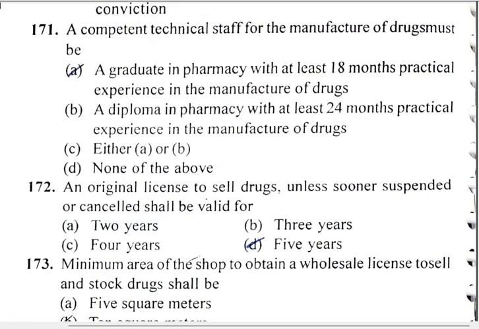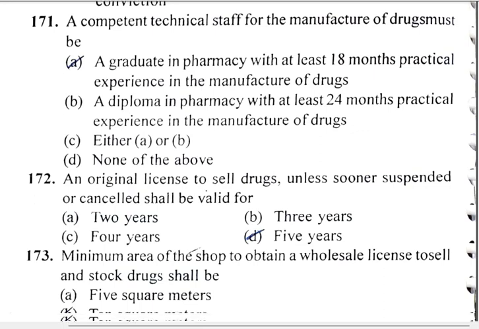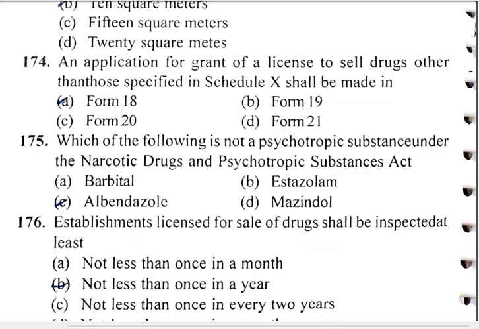A competent technical staff for the manufacture of drug must be a graduate in pharmacy with at least 18 months practical experience in the manufacturing of drugs. An original license to sell drugs, unless sooner suspended or cancelled, shall be valid for 5 years. Minimum area of shop to obtain a wholesale license to sell and stock drugs shall be 10 square meters. An application for grant of license to sell drugs other than those specified in Schedule X shall be made in Form 18.